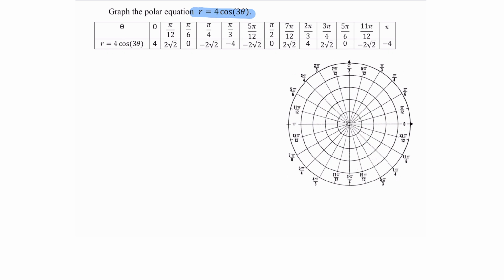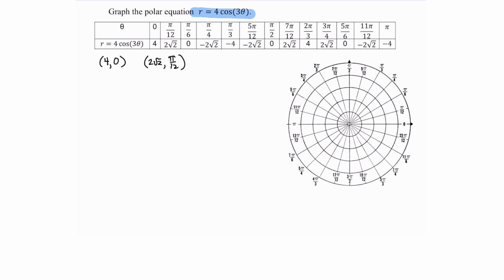If theta is 0, 3 times 0 is 0, cosine of 0 is 1, 4 times 1 is 4. So I have the polar coordinates: my r is 4, my theta is 0. When I plug in pi over 12, 3 times pi over 12 is pi over 4. The cosine of pi over 4 is the square root of 2 over 2, and 4 times the square root of 2 over 2 is 2 times the square root of 2. So that point is 2 times the square root of 2, comma, pi over 12, etc. So you could do that for each of these values along in the table.